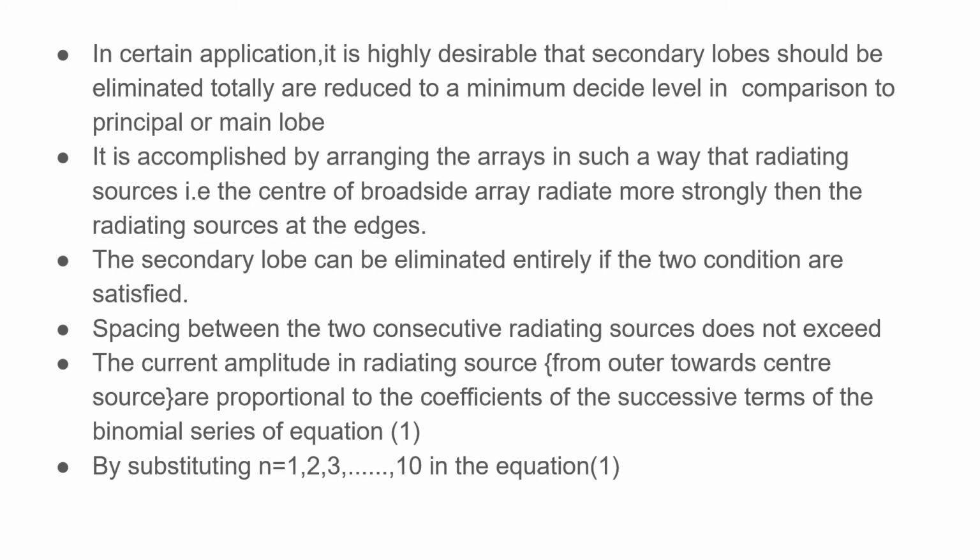So this is mainly used for applications where the secondary lobe has to be completely eliminated. The secondary lobe can be eliminated by using a binomial array if we follow the following two conditions. Number one, the spacing between the radiating sources should not exceed lambda by 2, and the current amplitudes in the radiating sources should follow a binomial series given by the above expression.